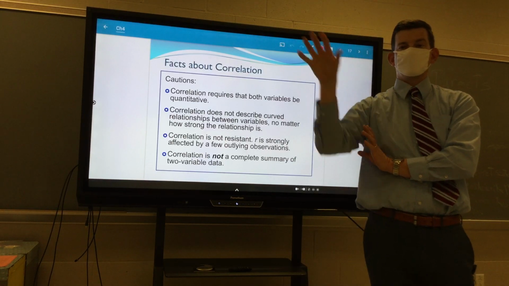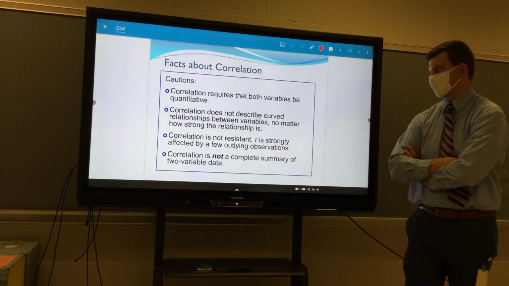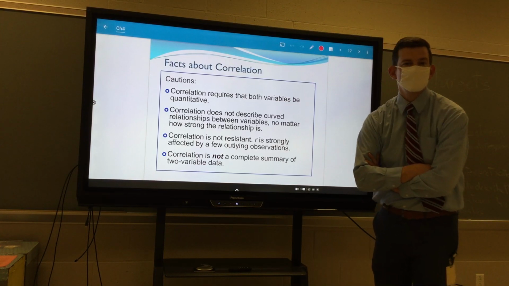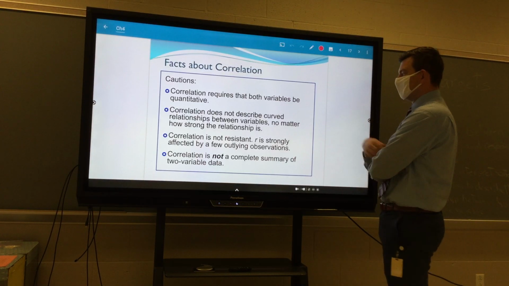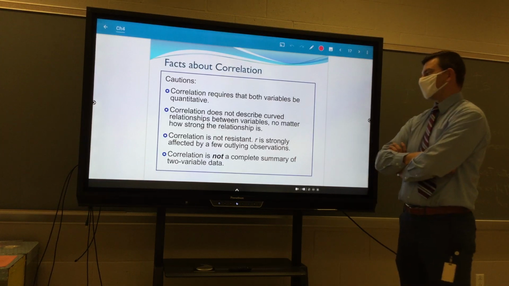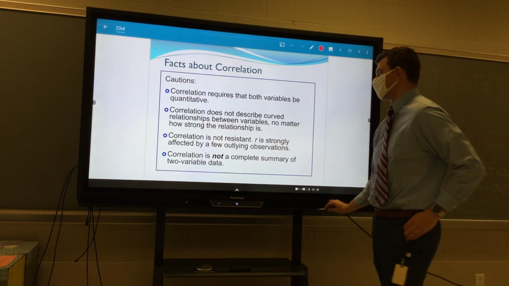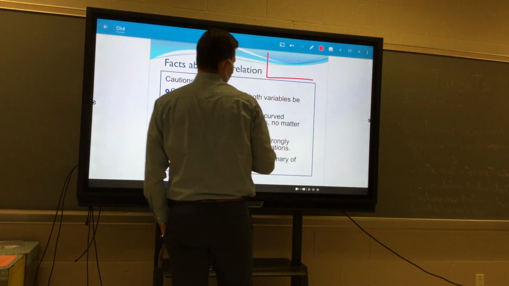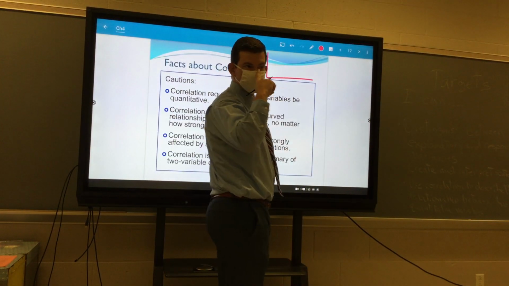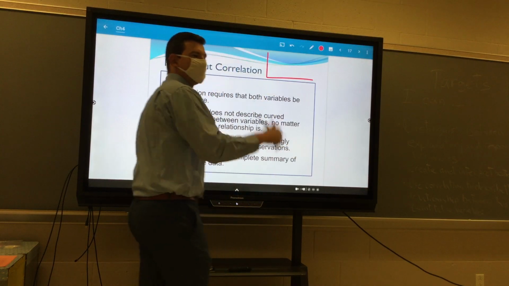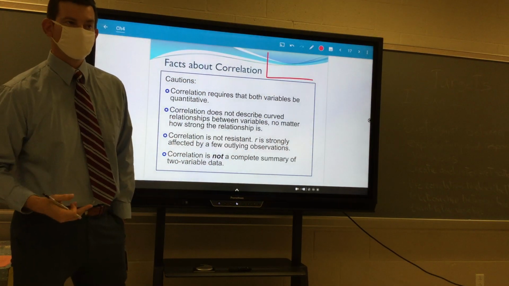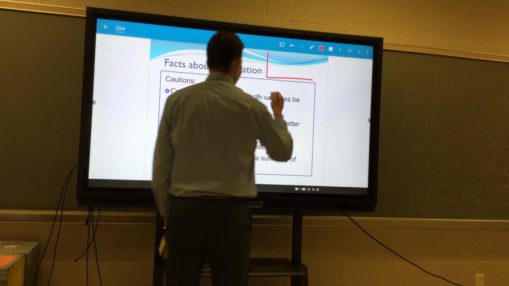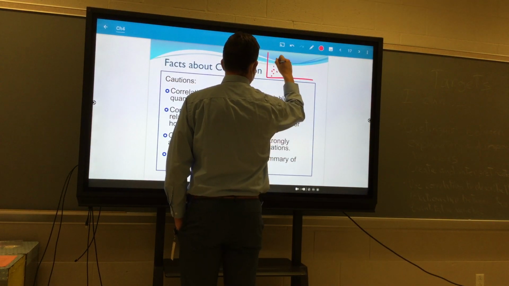saw with the Northeast states and the Midwest states. Okay, but that's not being measured when you're looking at correlation. Correlation does not describe curved relationships between variables, no matter how strong the relationship is. Okay, I know that you probably saw nonlinear models in some of your algebra classes, looking at quadratic models or exponential models. Okay, we could have a scatter plot of data.